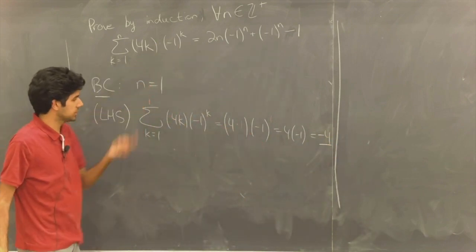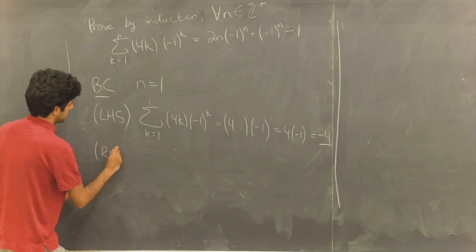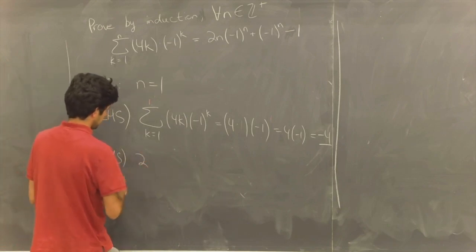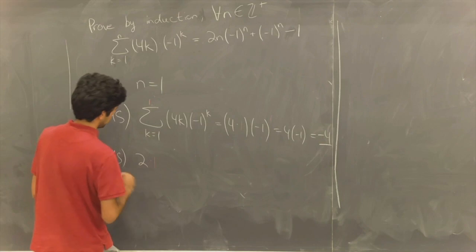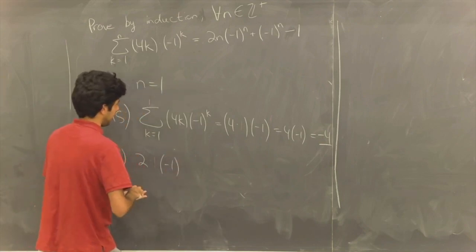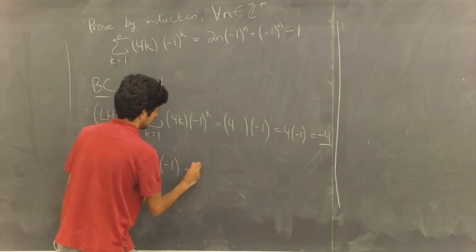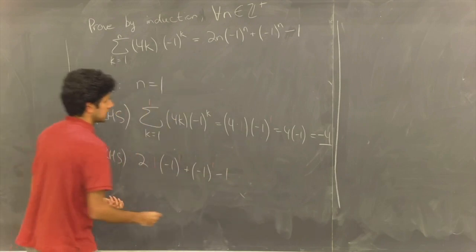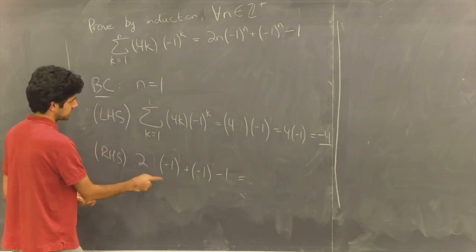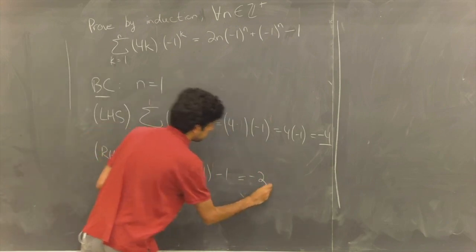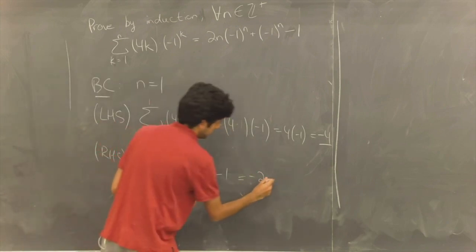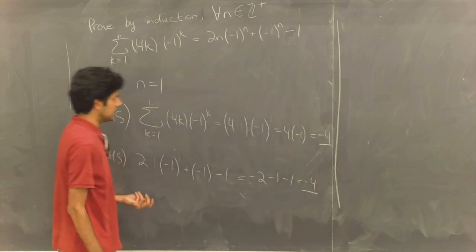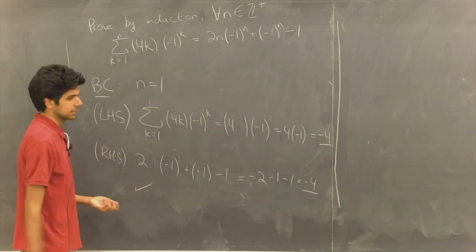To show the equality, we also need to show the right-hand side. Again, wherever we see an n, we're going to replace it with a 1. So this will be 2 times 1 times negative 1 to the power of 1 plus negative 1 to the power of 1 minus 1. 2 times 1 is 2 times negative 1 is negative 2. Negative 1 to the 1 is negative 1. Minus 1 equals minus 4. So the left-hand side equals the right-hand side. Our base case checks out.